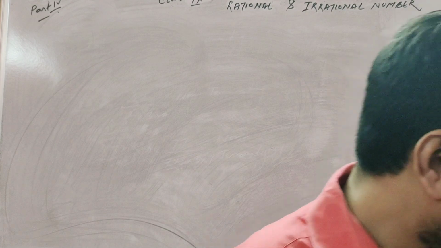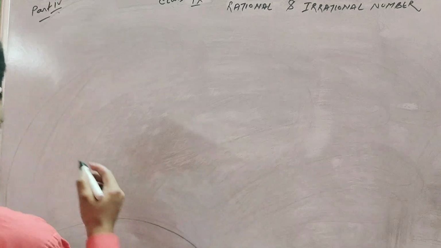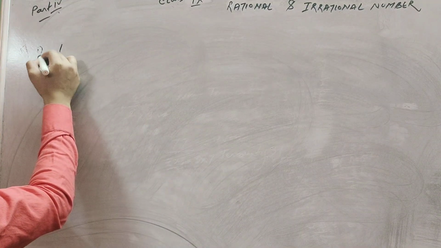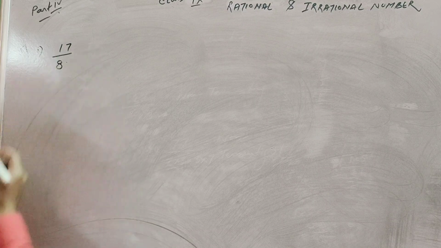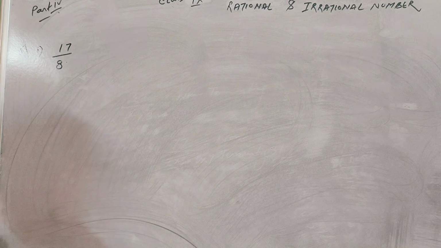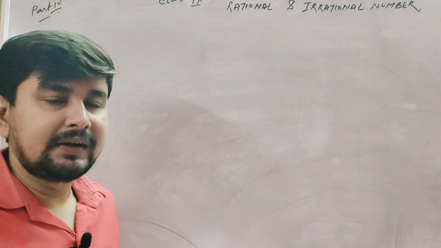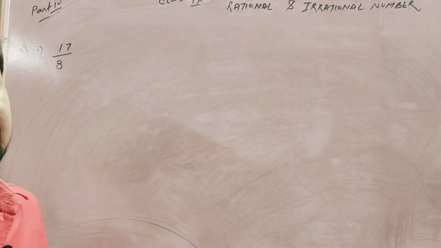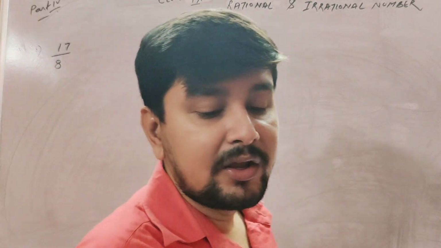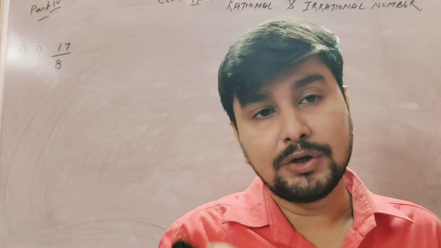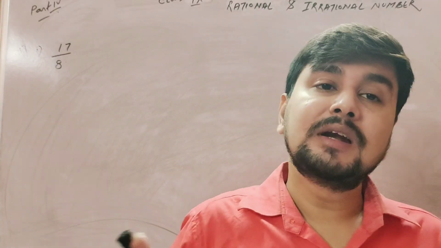Okay, now it's time for question number 5. Given is 17 upon 8. Write the decimal expansion of the following number which has a terminating decimal. That is clear that this one is terminating decimal, and write the decimal expansion. But the condition is that without division you write the fraction in the decimal form.